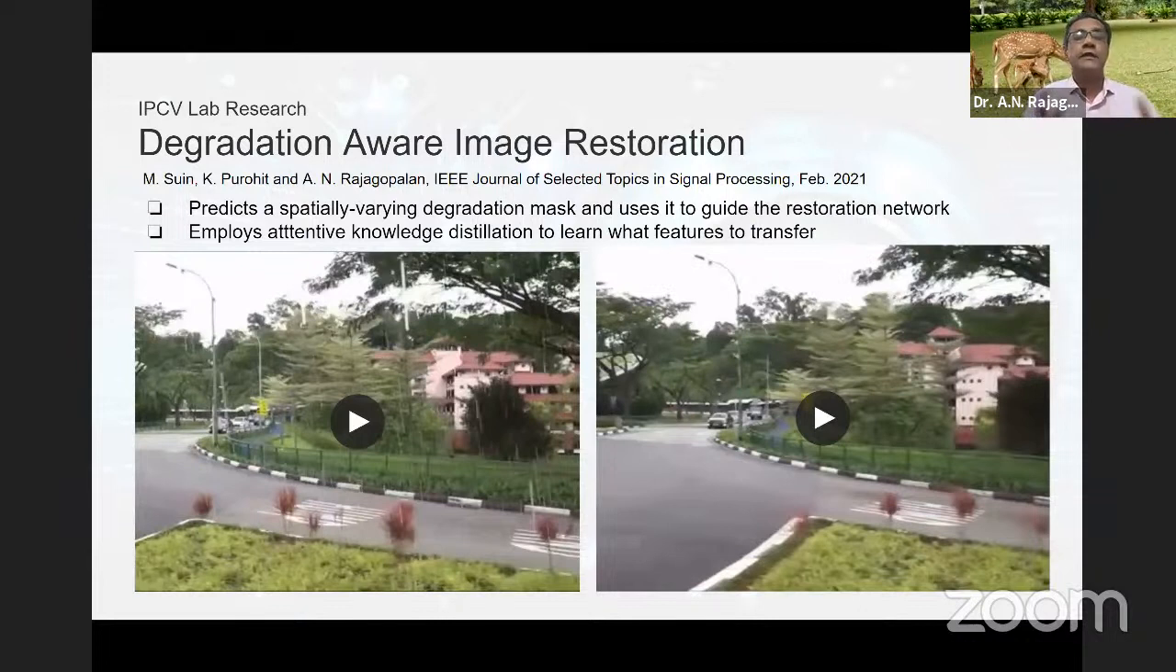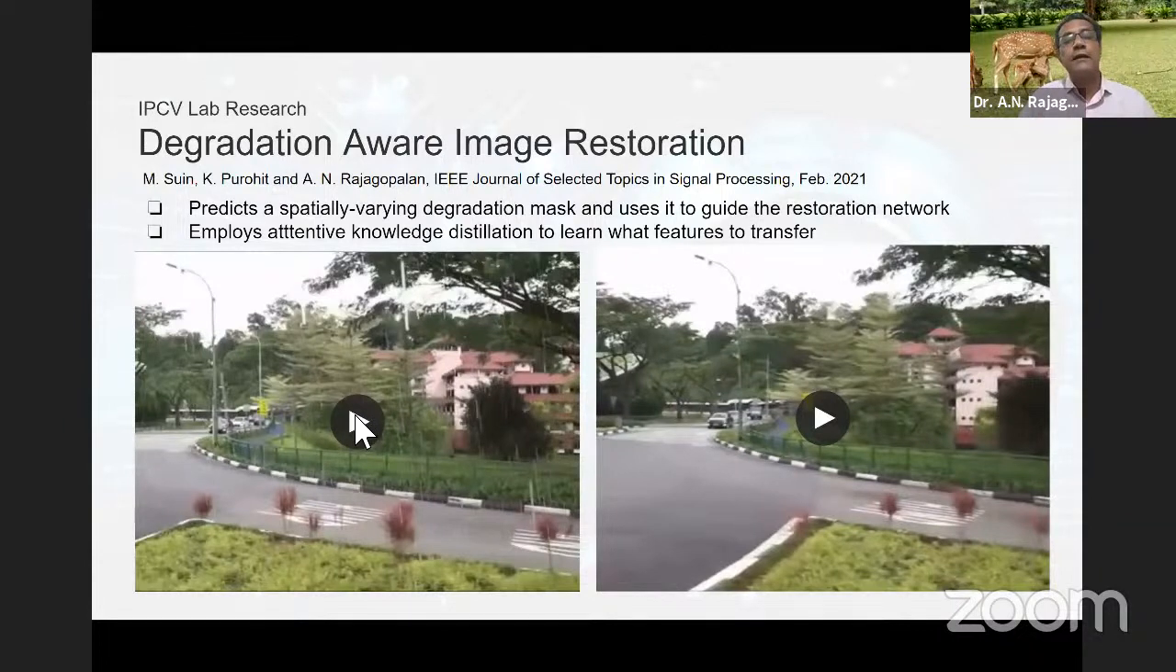In this paper, what we proposed was estimating or learning a degradation mask that is spatially varying, and then using this mask to guide the reconstruction process. This mask also tells the reconstruction network where to focus. When we say this degradation is spatially varying, what we really mean is there are parts of the scene which are totally unaffected or very little affected, and there are regions which are affected a lot.